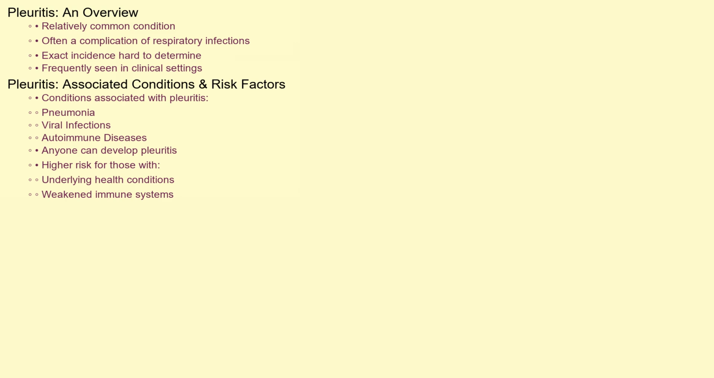Pleuritis is a relatively common condition, especially as a complication of respiratory infections. Because it is typically secondary to another illness, its exact incidence is difficult to pinpoint. However, it's seen frequently enough in clinical settings, especially in conjunction with conditions like pneumonia, viral infections, and autoimmune diseases. Anyone can develop pleuritis, but those with underlying health conditions or weakened immune systems may be at a higher risk.